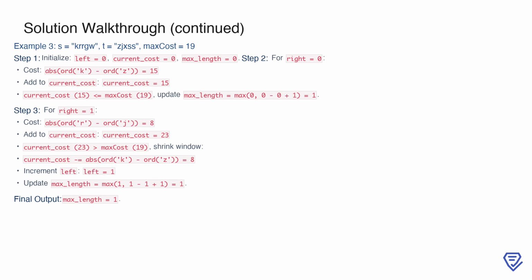With current_cost now less than max cost, the length of the valid substring is 1 to 1 plus 1, which is 1. The maximum substring length remains 1. The final result for this example is max_length equals 1.